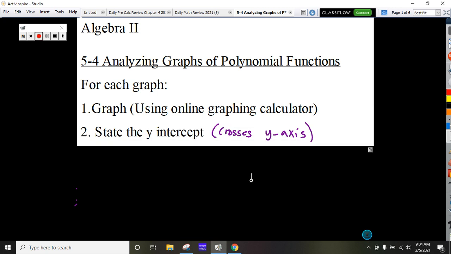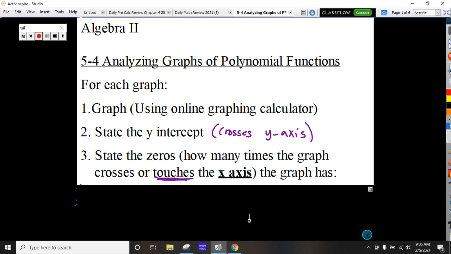Then we're going to do the y-intercept, which we've talked about in the past, so this is nothing new. It's where it crosses the y-axis, and all of our graphs should have one y-intercept. So for the second part, you're going to just state whatever the y-intercept is. You can do it as the whole ordered pair, which is like (0, 5), or you can just list the y value. Either way is fine. It's also always the last number in the equation, just like it was when we were graphing just quadratics. So that's another helpful hint for the y-intercept.